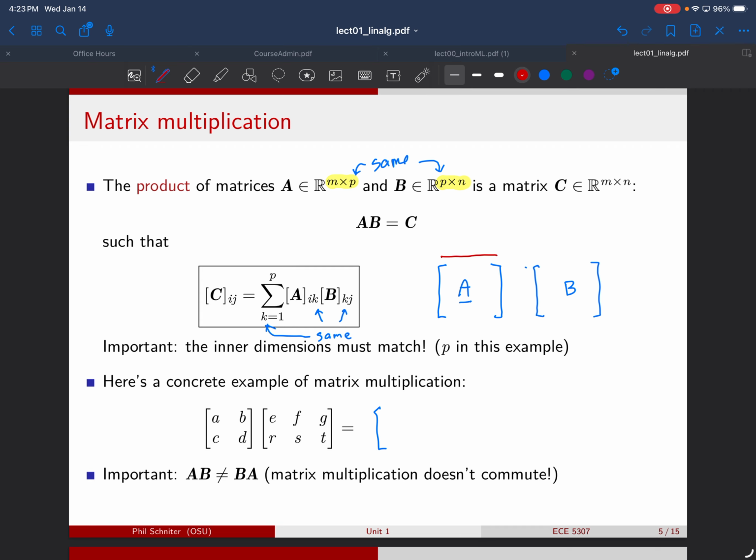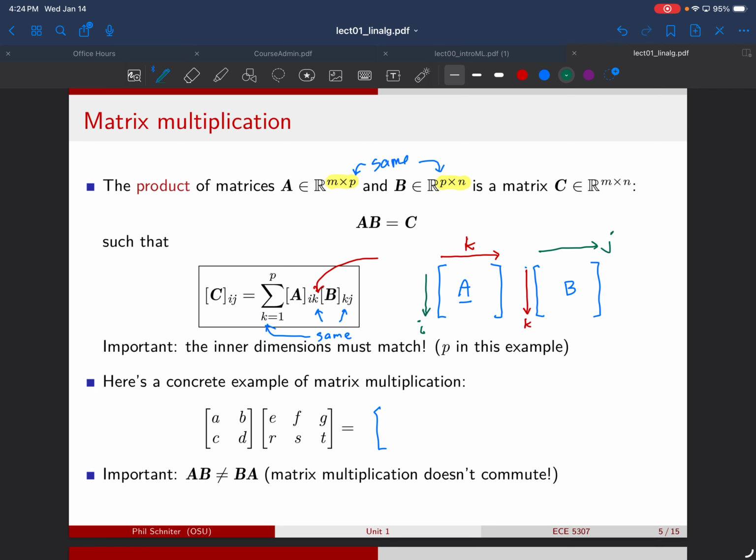So K is used to index over the columns, right? That's how we're using it here. It's indexing over the columns of A. We're also using K to index over the rows of B. Now you'll see that we're also using I to index over the rows of A, and J indexes over the columns of B.